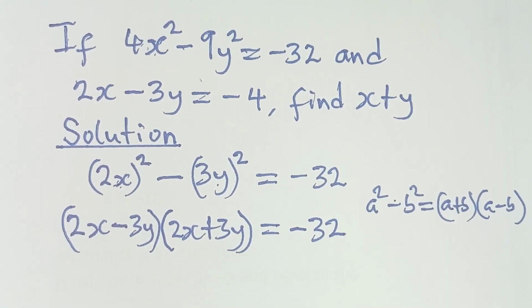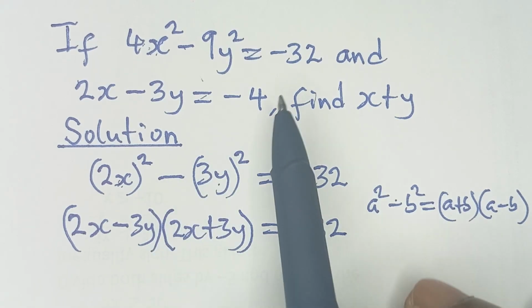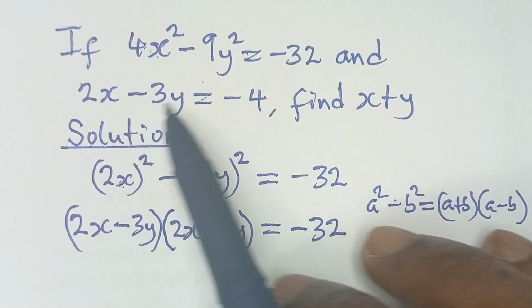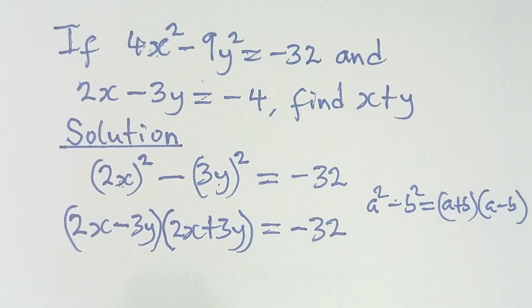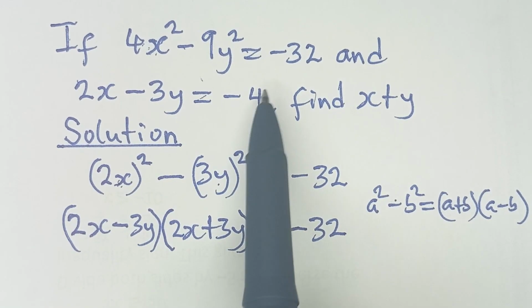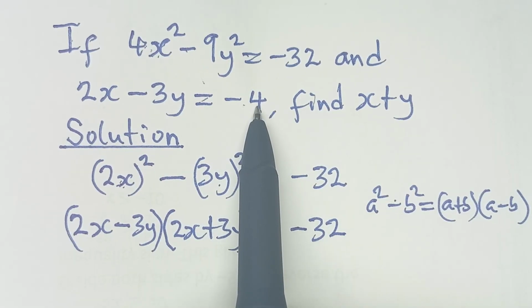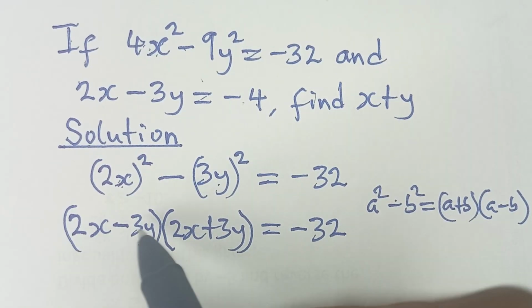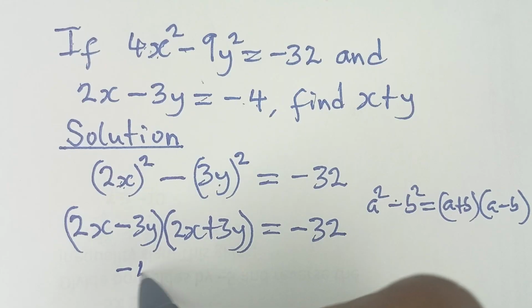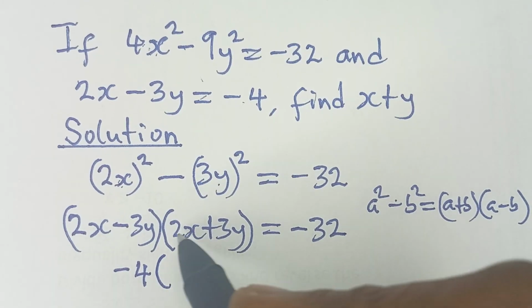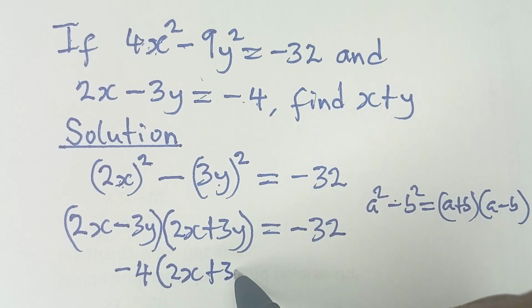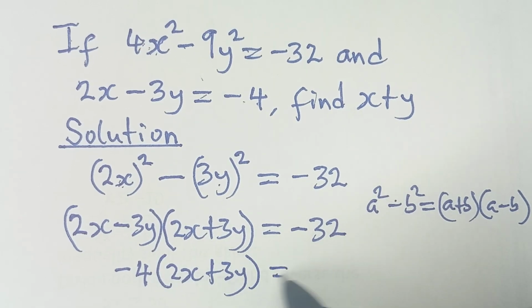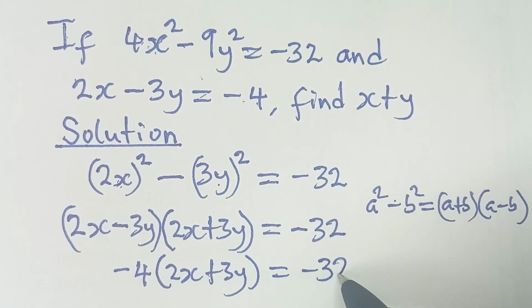Then moving on, if you come back to the question, you see that 2x minus 3y is given to us as negative 4. So in place of this 2x minus 3y, we can replace it with negative 4 as given to us in the question. So this 2x minus 3y, I can simply write it as negative 4 and then multiply by what we have here, which is 2x plus 3y, and that is equal to negative 32.